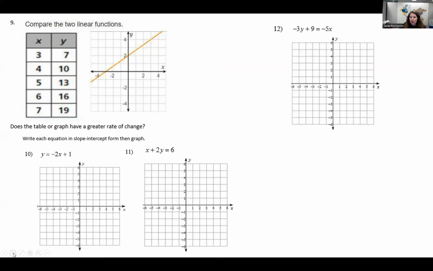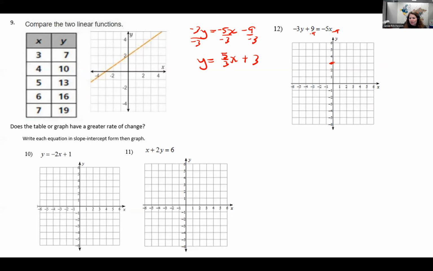What about number 12? We have to solve for y first. So we want 9 on the other side. So we have -3y is equal to -5x minus 9. Then we divide every single term by -3. So a negative divided by a negative is +5/3 x. Negative divided by negative is +3. So we're going to start up here at +3.